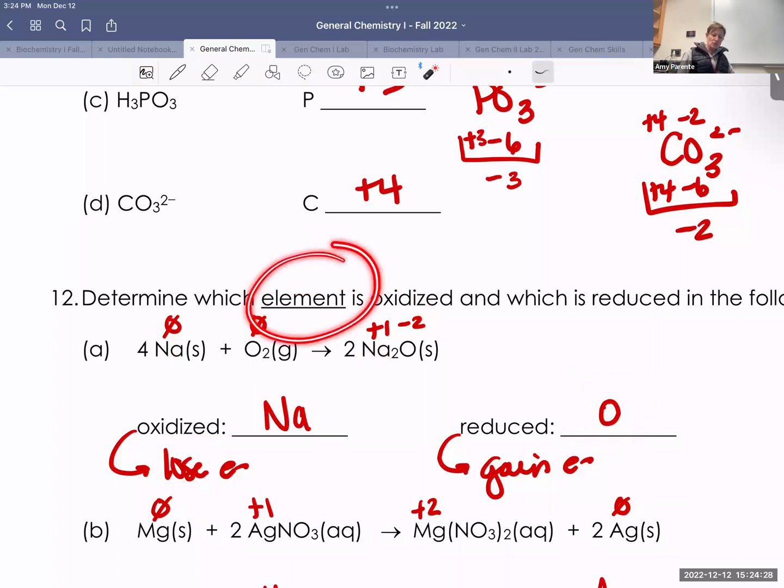Noting here that it says, tell me the element that's oxidized or reduced. Okay, so if you wrote down something that is not the specific element, you would not get credit for this problem, because I need to know what element that's happening with.